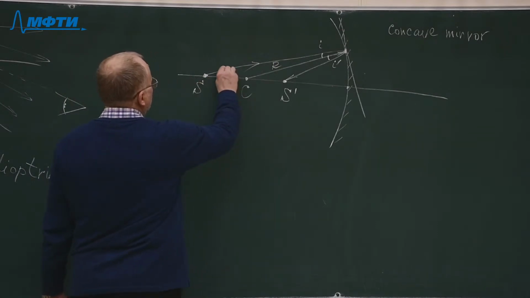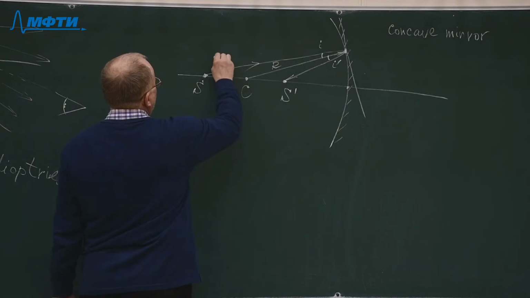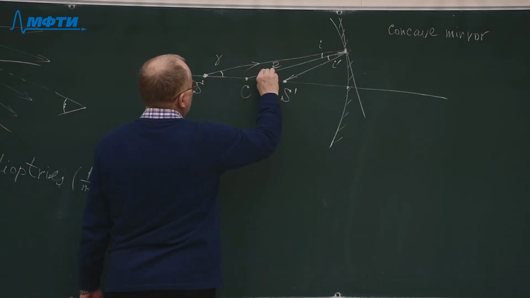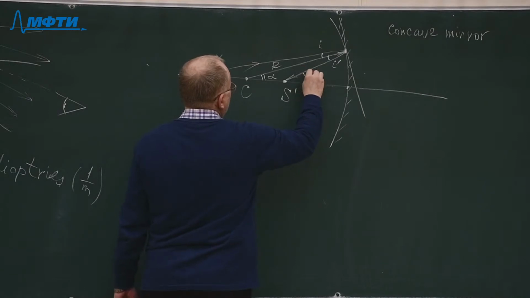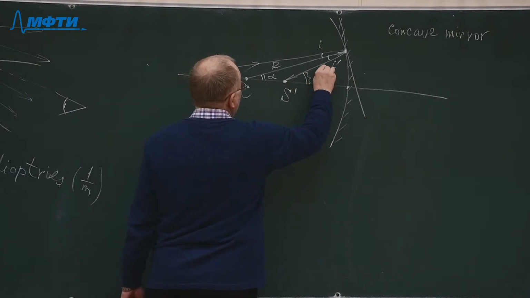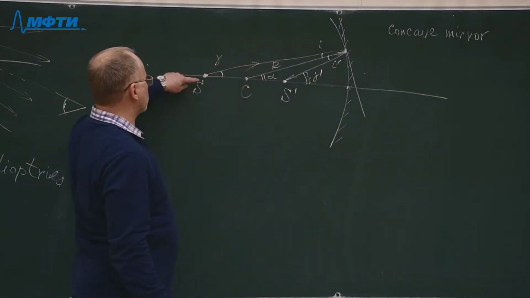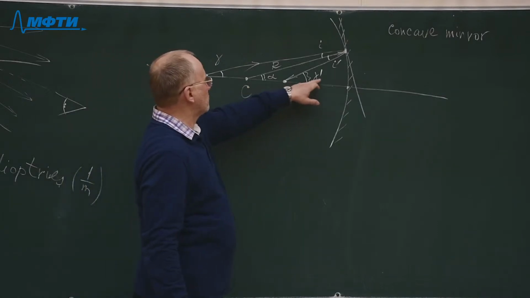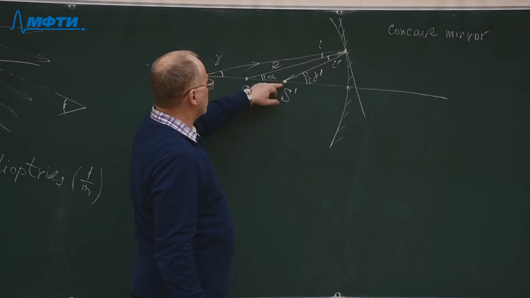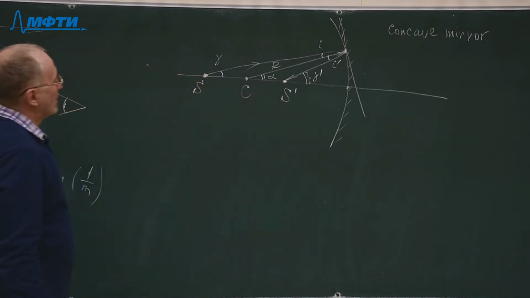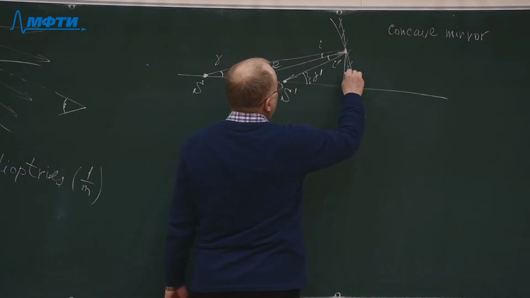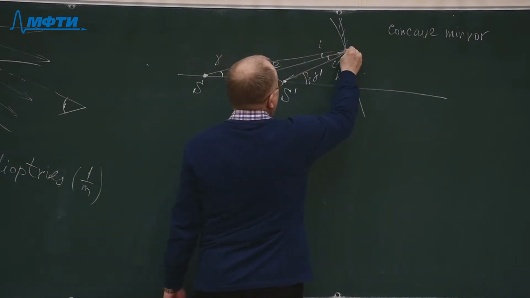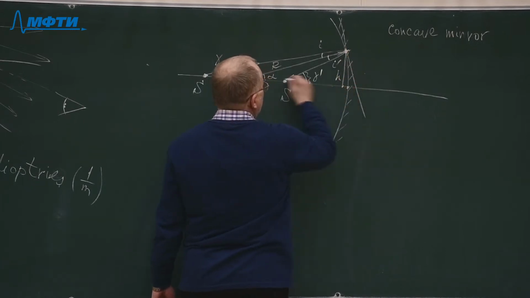Let's denote angles. This angle will be, say, gamma, and this angle, let it be alpha, and this angle is a different angle, let it be gamma prime. Angle gamma characterizes the position of the source of light, and angle gamma prime characterizes the position of the image of point S. Also, we may introduce for consideration the height of the point at which the ray is reflected from the mirror, the height above the principal axis.